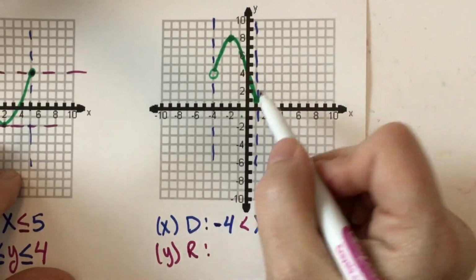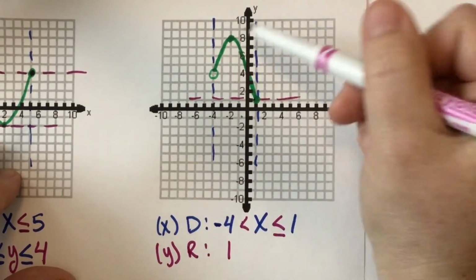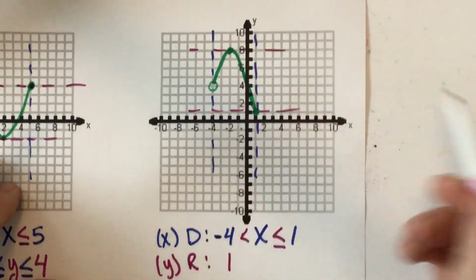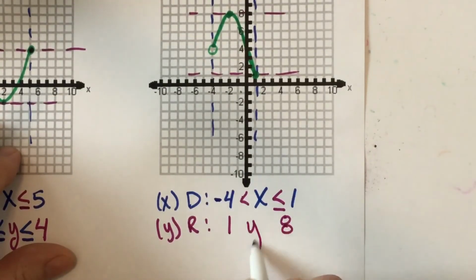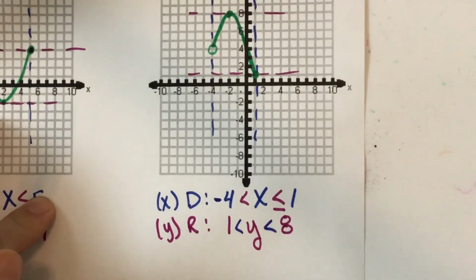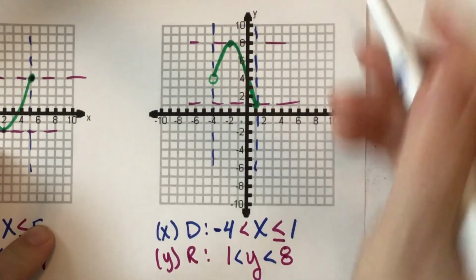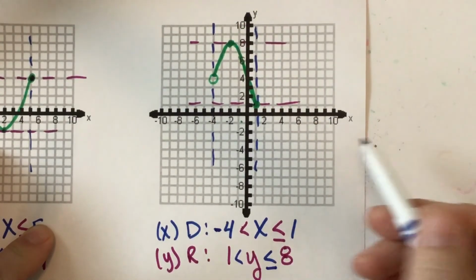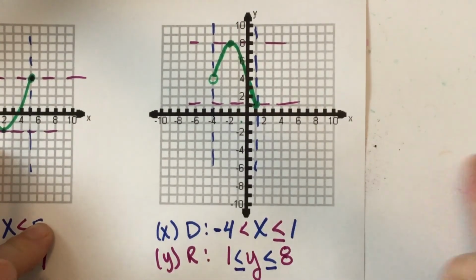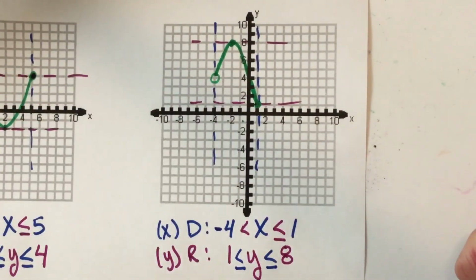Okay, range, these are y's, so we're looking up and down. This is my lowest y, which is down here at the 1. And this is my highest y, which is at the what? It's at the 8. It's all the y's in between. And then let's slap those symbols down. Up here at the 8, this is assumed to be a closed circle, so it's going to get an equal sign. And down here at the lowest, at the 1, it is also a closed circle, so it gets an equal sign. And that's how you do domain and range when you see open circles and closed circles.